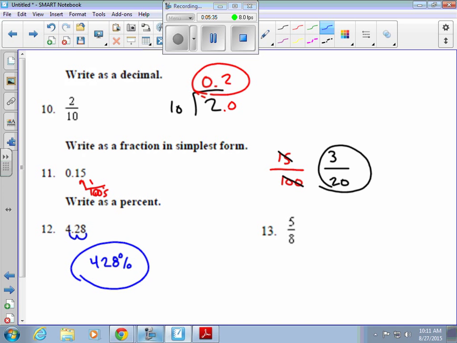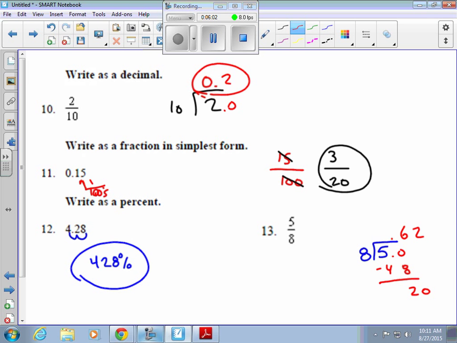Write 5 over 8 as a percent. Again, 5 divided by 8. We need to put a decimal. 8 goes into the number 50. We know that 8 times 6 is 48. So when we subtract 48 from that, we get 2. We'll bring another 0 down. 8 goes into the number 20 2 times.